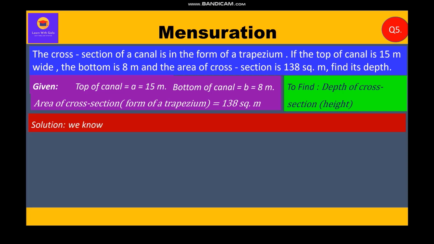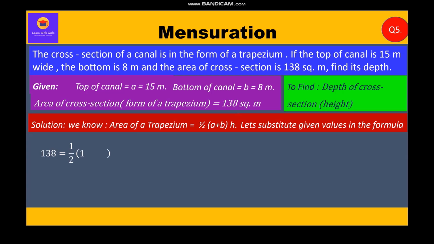We know area of cross section, which is in the form of trapezium, is equal to half in bracket a plus b into h. Now we shall substitute the values which are given to us, and we'll write 138 is equal to half in bracket 15 plus 8 into h. Now we shall cross multiply and we'll get 138 into 2 is equal to 23 into height. Now height is equal to 138 into 2 divided by 23 is equal to 12 meters. Therefore, the height of the cross section is equal to 12 meters.